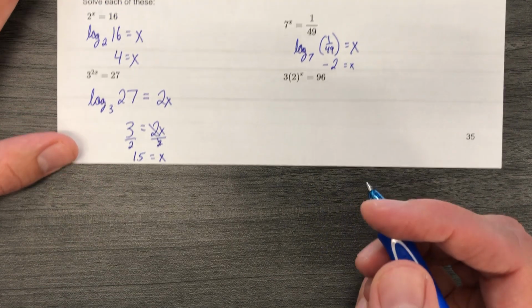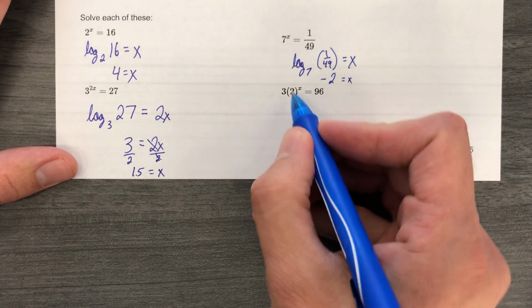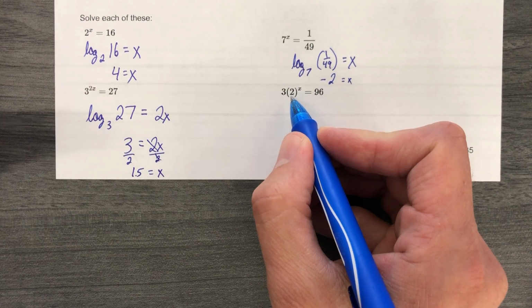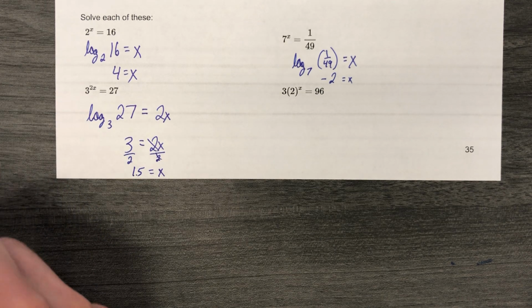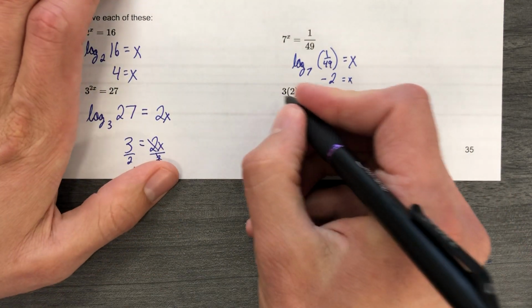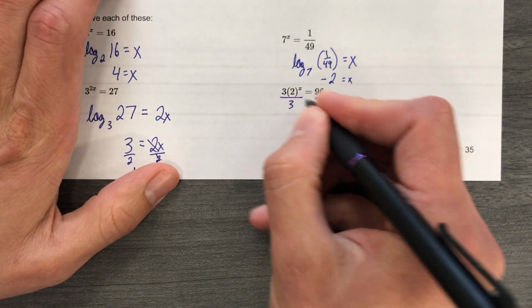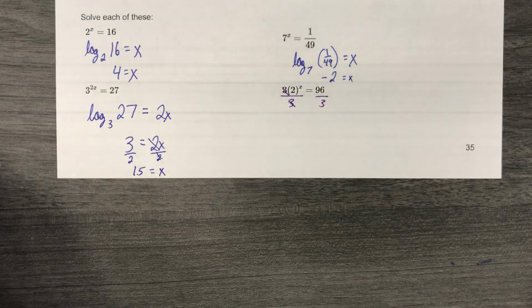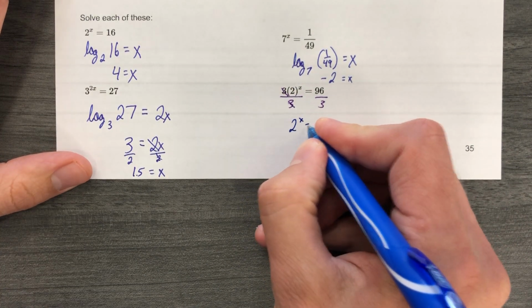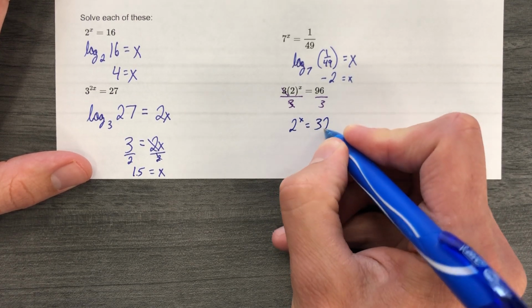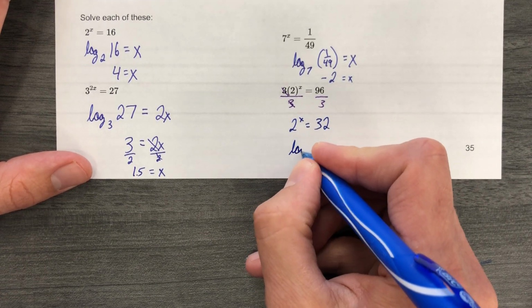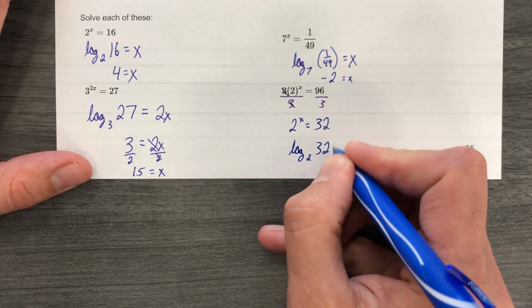Okay, sometimes it's not ready to go into logarithmic form. So we need to turn this truly into exponential form before we go any further. So step 1 is to divide by 3. That's going to give me 2 to the x equals, let's see, we'll divide that, and that gives me a 3, divide that, and we get that. So log base 2 of 32 is equal to x.